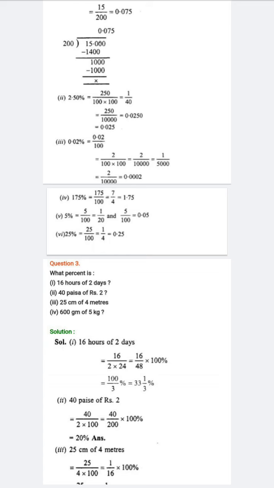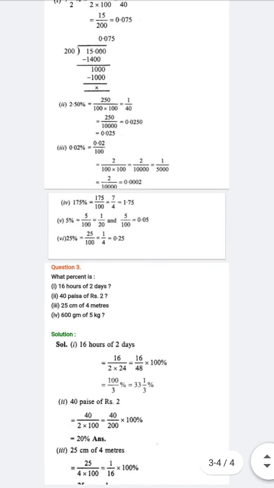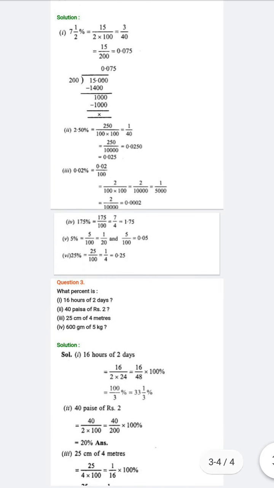So again divide it: 25 ones are 25 and 25 sixteens are 400, so 1 upon 16. 1 upon 16 into 100%. So whatever is the answer, do the division, and we will get the answer. Got it now?